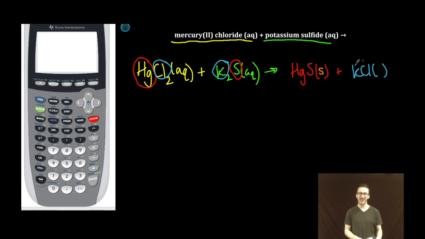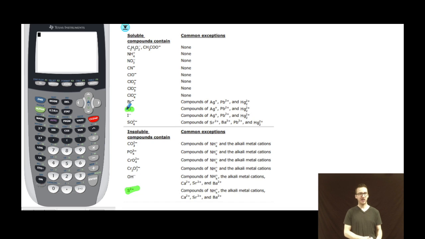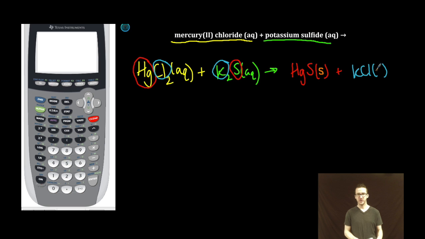To double check, I'm going to go to my other compound, potassium chloride. Chlorides are typically very soluble compounds. There are some exceptions, for example, when it's with silver, lead, or mercury 1. So here we're going to have, again, another aqueous solution.